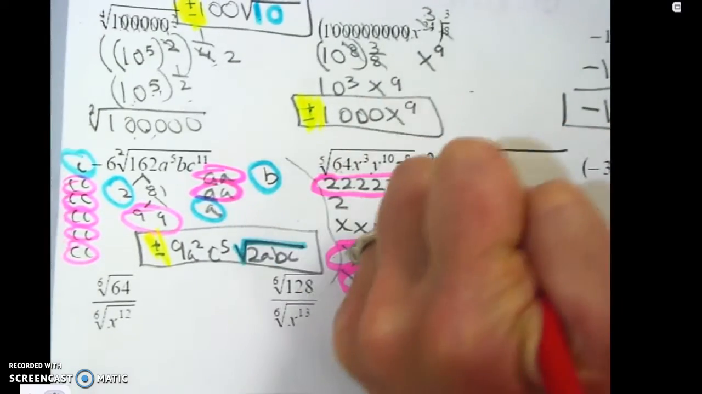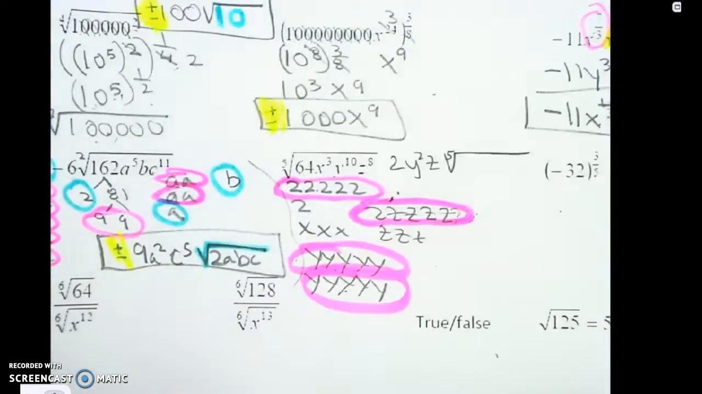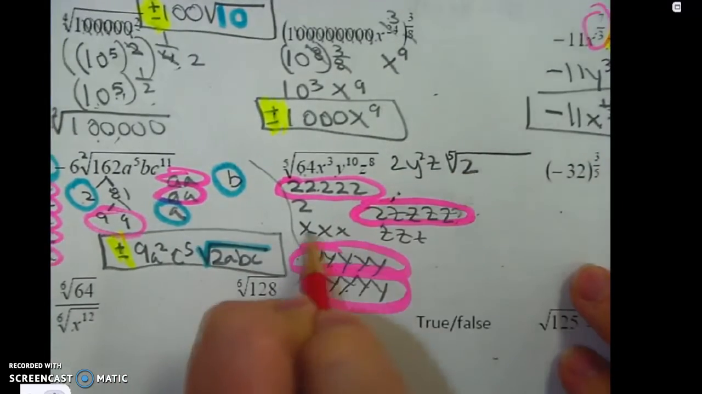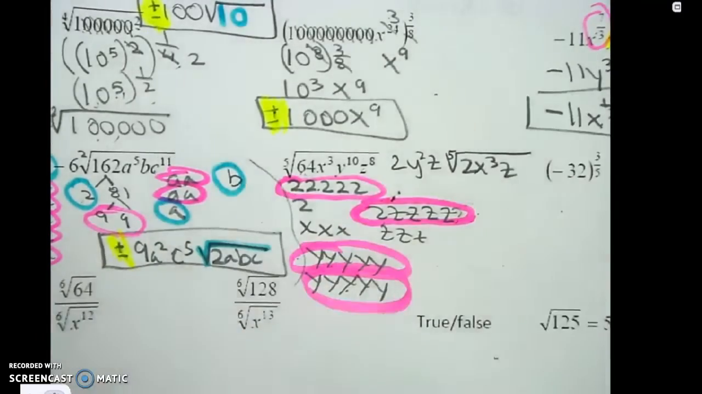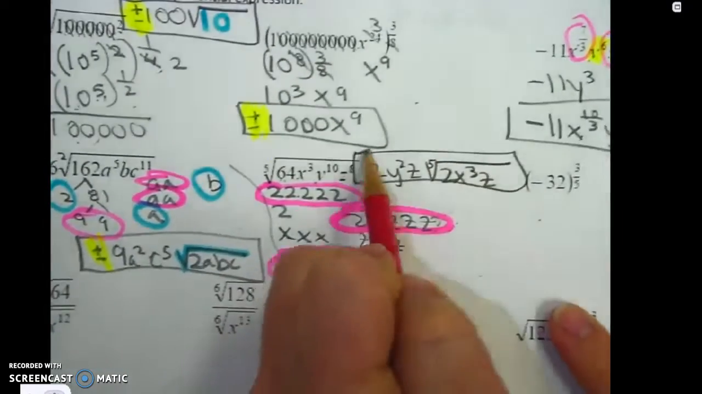And then don't forget to write the fifth root. I think that's an easy mistake to make. I'm left with a 2, 3 x's, and 3 z's. And it's the fifth root, so there's no plus or minus. Now you do not have to do piles.